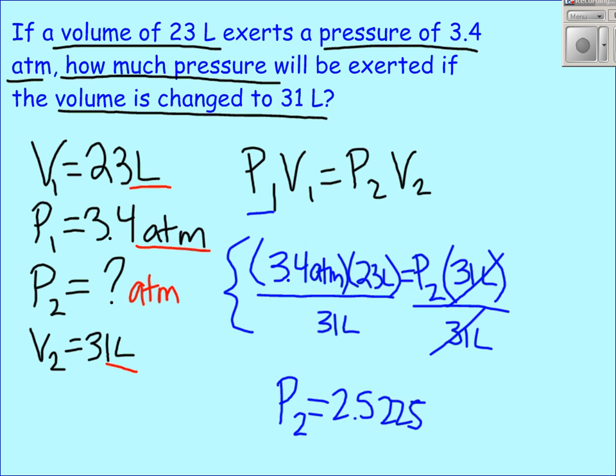Let's figure out how many sig figs my answer should have. Sig figs are always coming from the lowest amount of sig figs based on the information given in the problem. I was given 23, which has 2 sig figs, 31, which has 2 sig figs, and 3.4, which has 2 sig figs. Out of all of those, 2 sig figs is my lowest, and therefore my final answer is going to be written in 2 as well, which gives me 2.5 atmospheres.